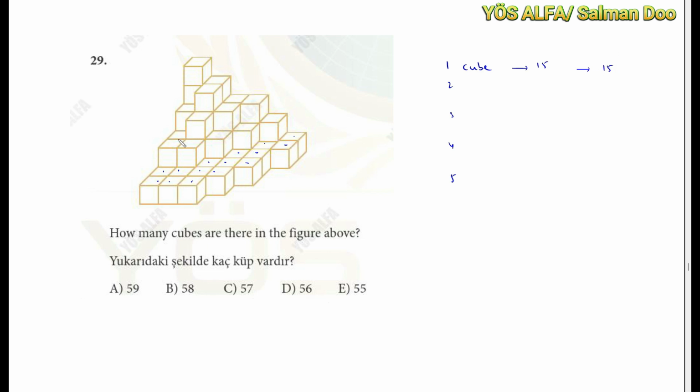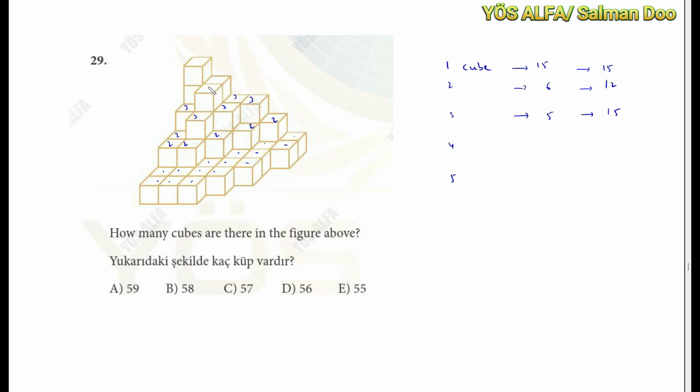For 2 cube blocks, we have 1, 2, 3, 4, 5, 6. We have 6 of 2 cube blocks. So the total number of cubes is 6 times 2. For the 3 cube blocks, we have 1, 2, 3, 4, 5. 5 times 3 is 15.